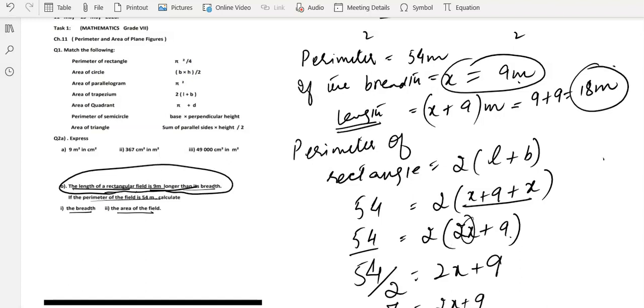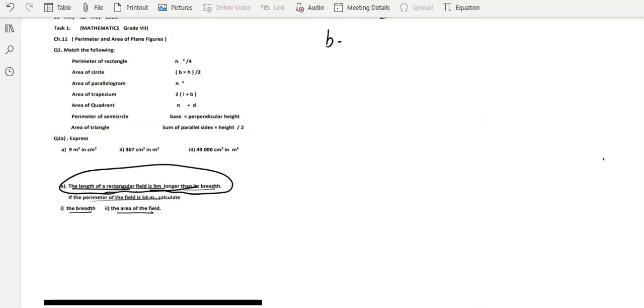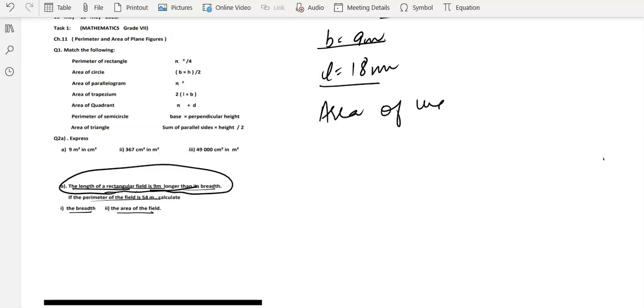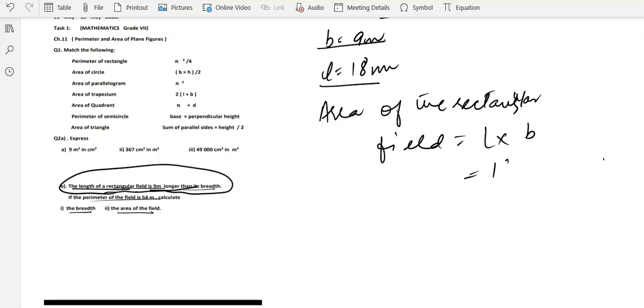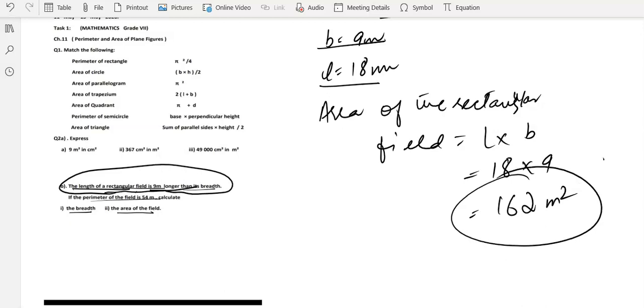Now you know the length, you know the breadth. Can you find out the area? It's very easy. Breadth is 9 meters. Length is 18 meters. By solving the equation, we have found the length and the breadth. So we can find the area of the rectangular field, which is length times breadth. Length is 18 and breadth is 9. It will be 162 meters square. So you have found the area of the rectangular field.